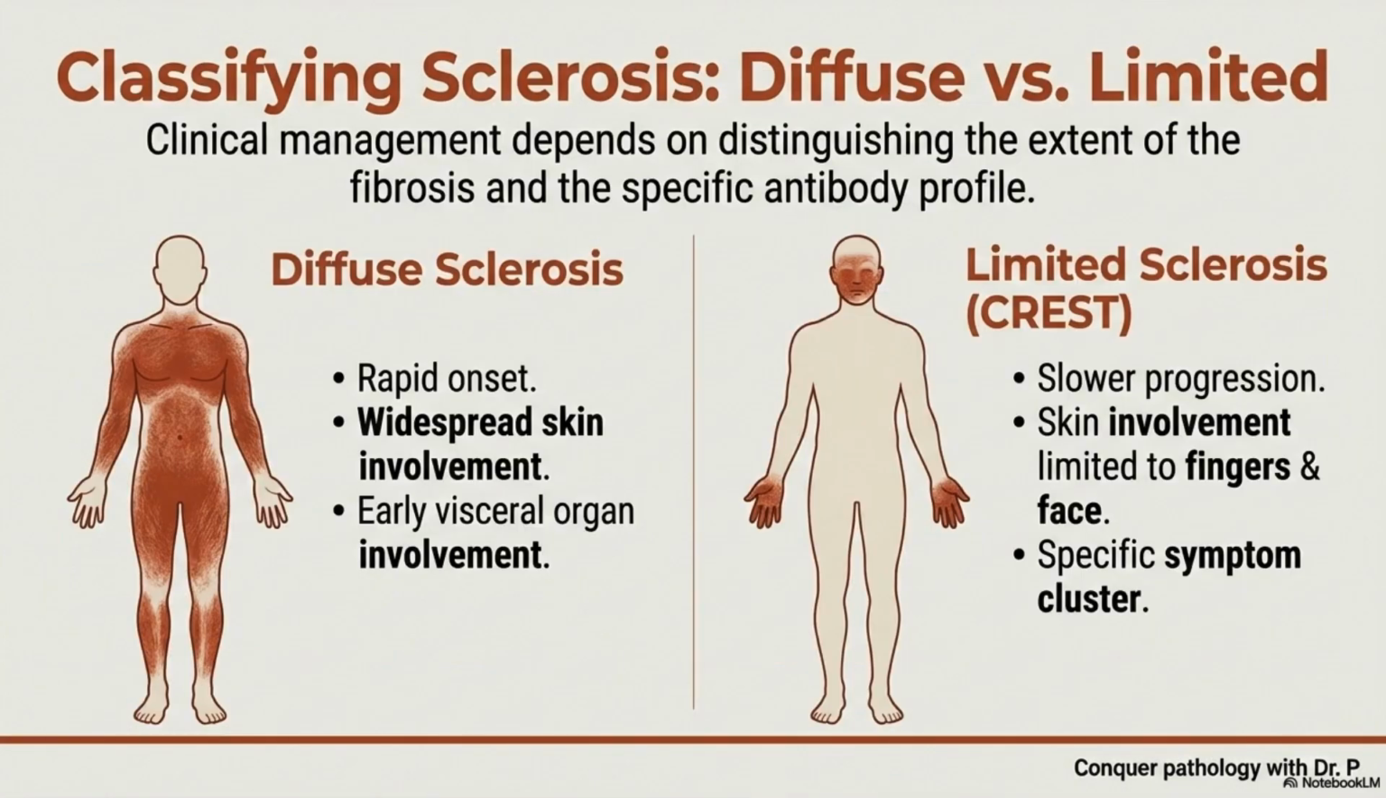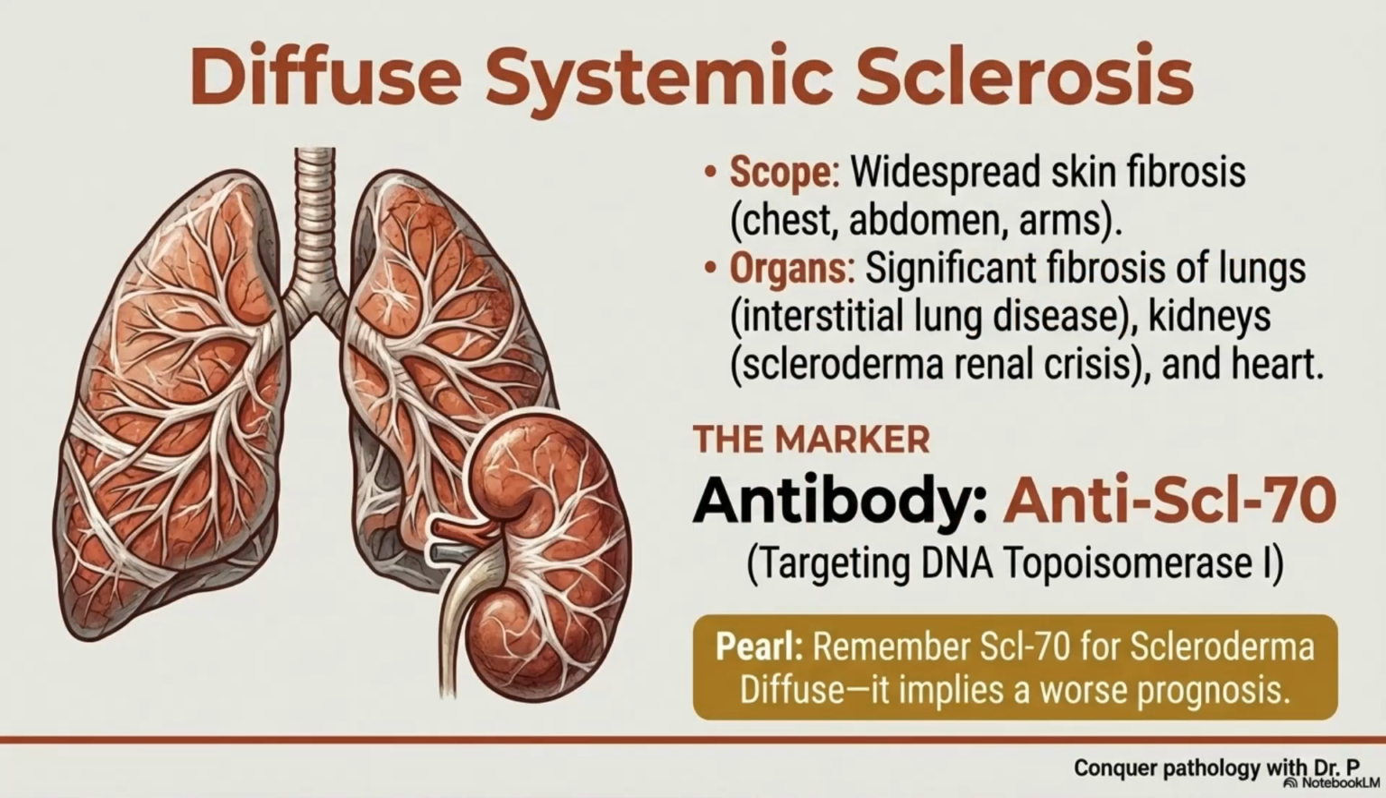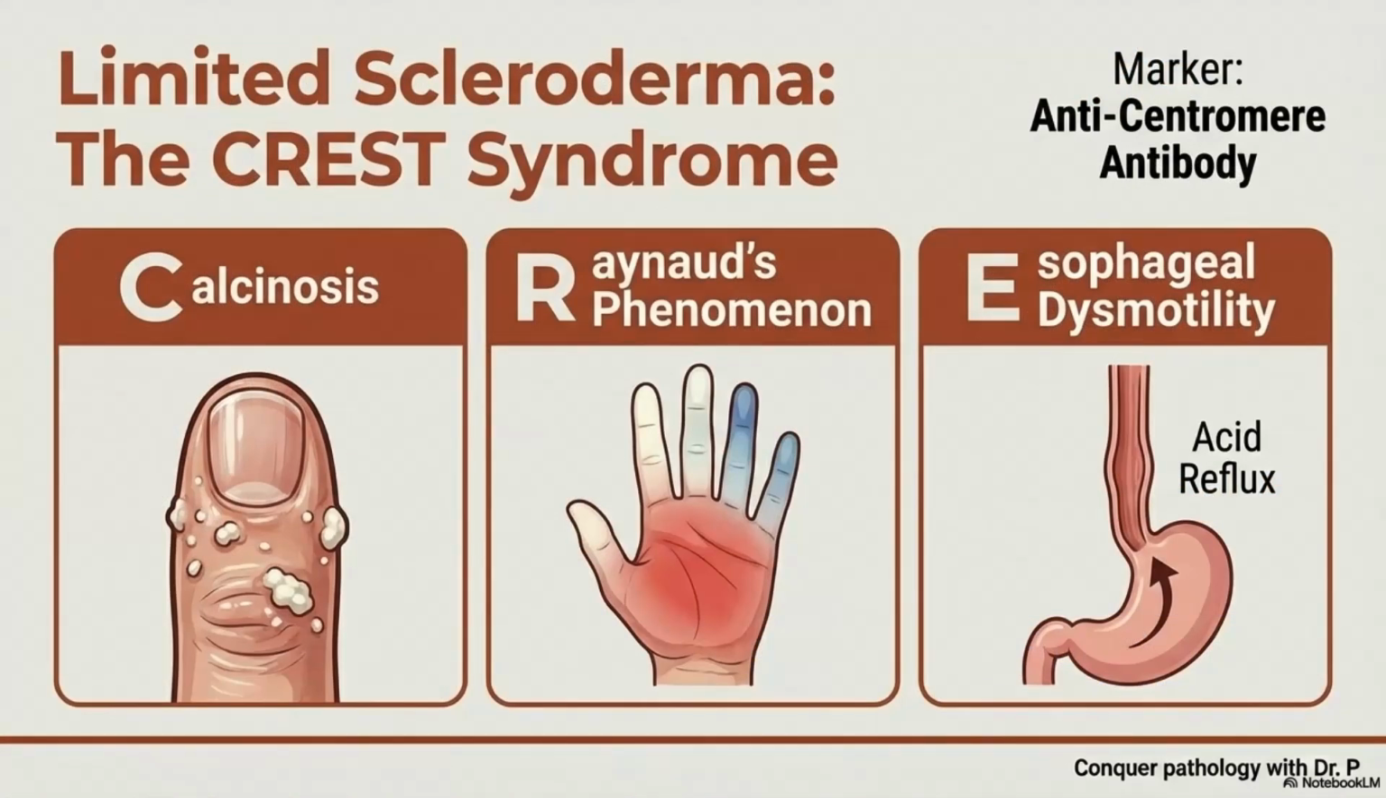How do we distinguish them in the lab? For diffuse, look for anti-SCL70 against DNA topoisomerase 1. SCL is for scleroderma. And for limited or CREST, look for anti-centromere. The memory hook here is centromere is for CREST.